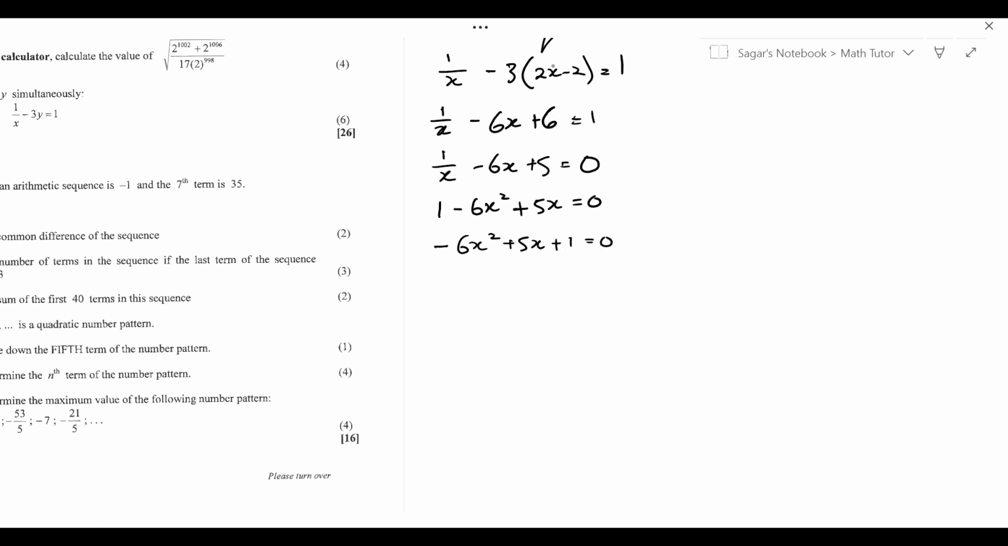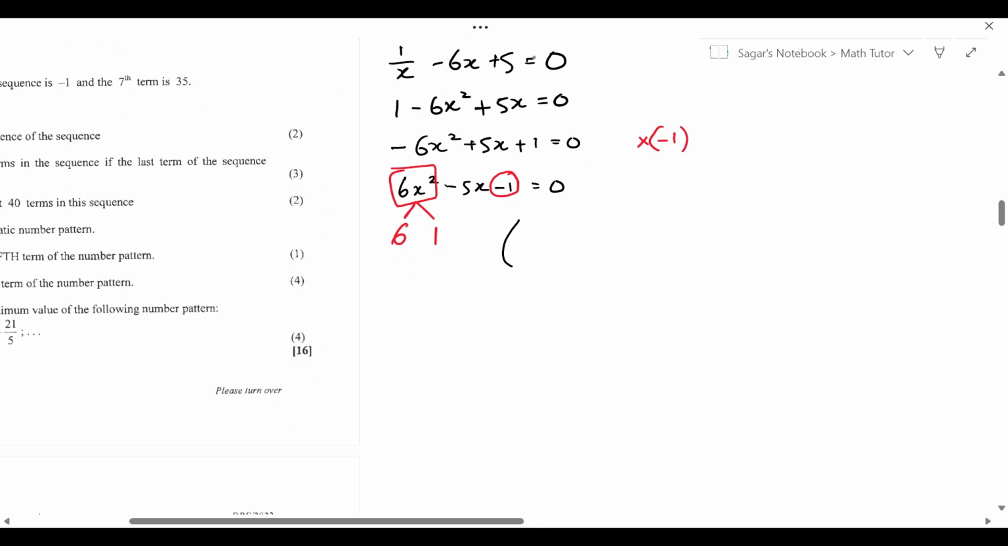Now, just to make things more convenient, let's multiply the entire equation by minus 1. Right? And we end up with 6x squared minus 5x minus 1 equals 0. Now normally we would look at the last term, minus 1, to factorize, but in this case we would have to do it to the first, and from good judgment I can see 6 and 1 being our terms.